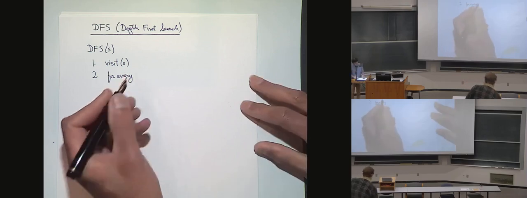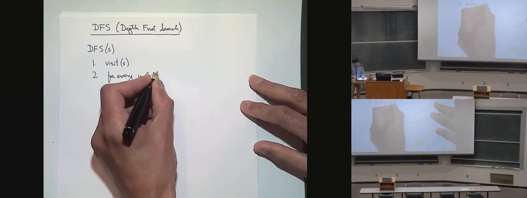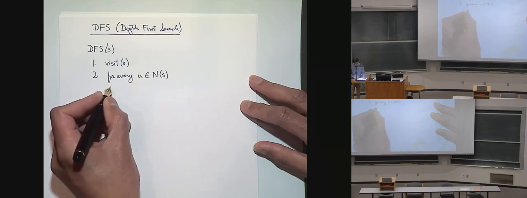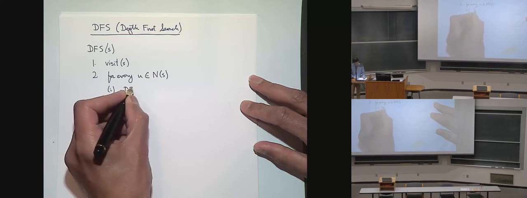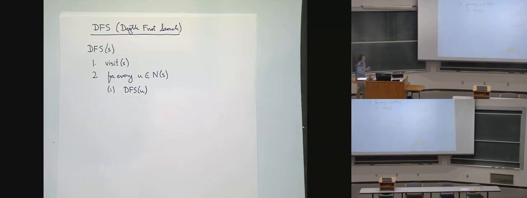But okay. So for every U in the neighborhood of S, just do DFS of U. Of course, I have to put in the visited, predecessor. I have to do all that stuff. But that's the overall idea, right? You just recursively visit all your neighbors. So it's actually quite simple. It's much more simple than BFS.